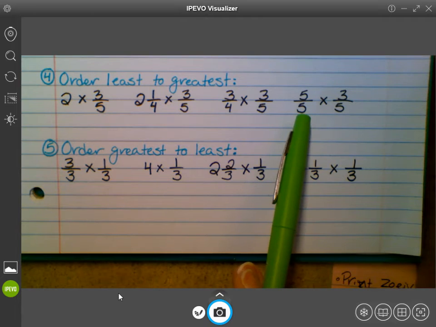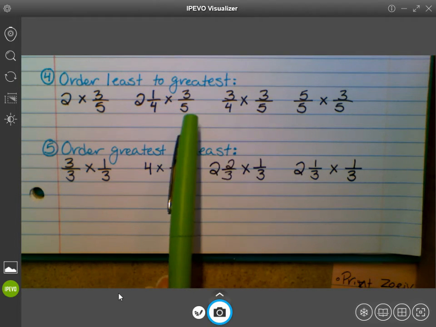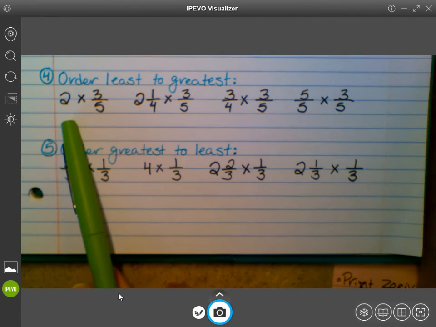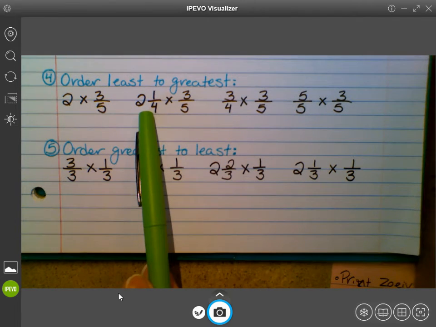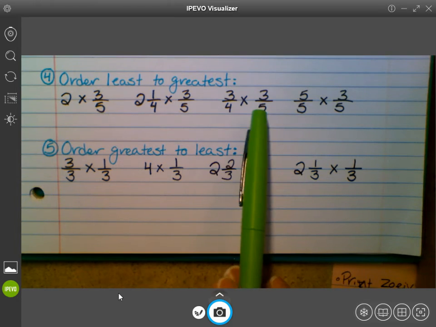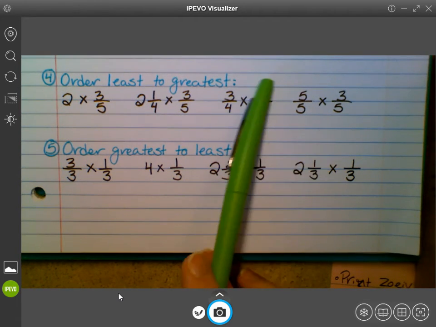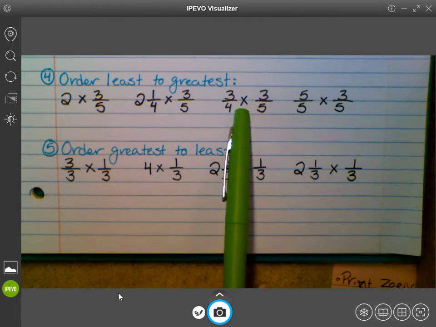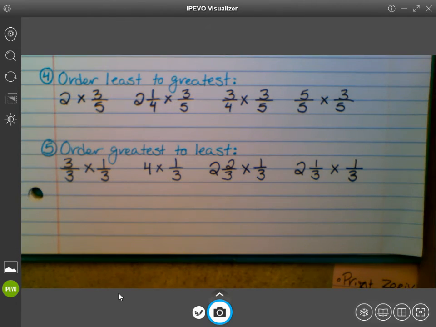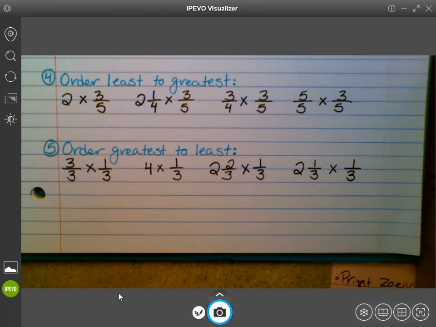Again, we're focusing on the number that 3/5 is being multiplied by. Raise your hand if you can tell which one of these is smaller. We have a 2, 2 and 1/4, 3/4, and 5/5. Raise your hand if you can tell which one of these would be the smallest answer. Whisper to your partner.